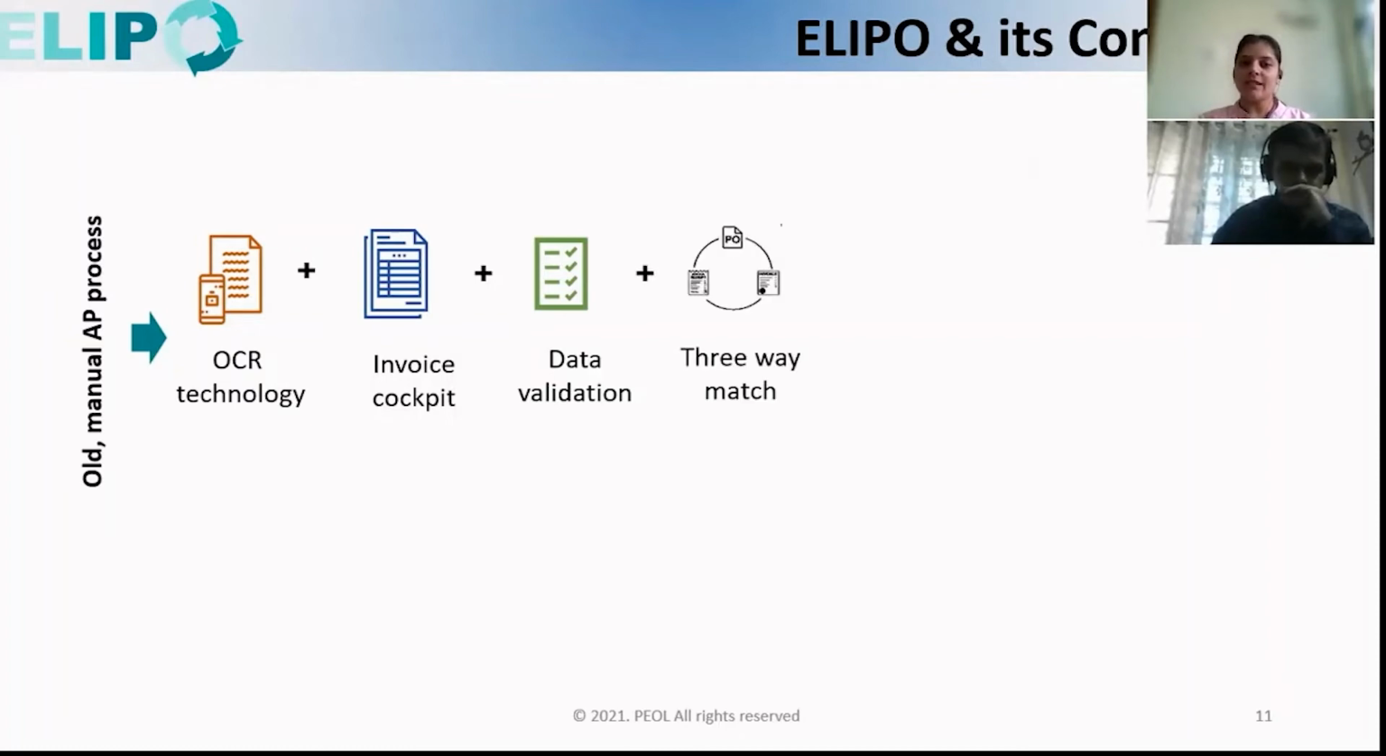ELIPO supports three-way match. Three-way match in terms of the PO, the goods receipt note, and the invoice copy. So you can trigger workflows. Based on the user roles, the authorization roles, the timelines, you can set up the rules in ELIPO.